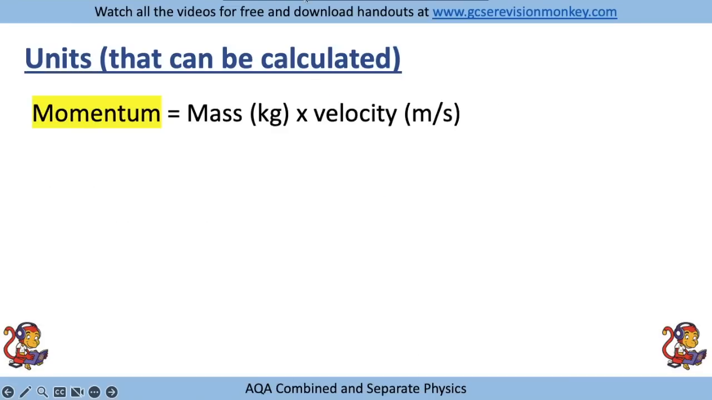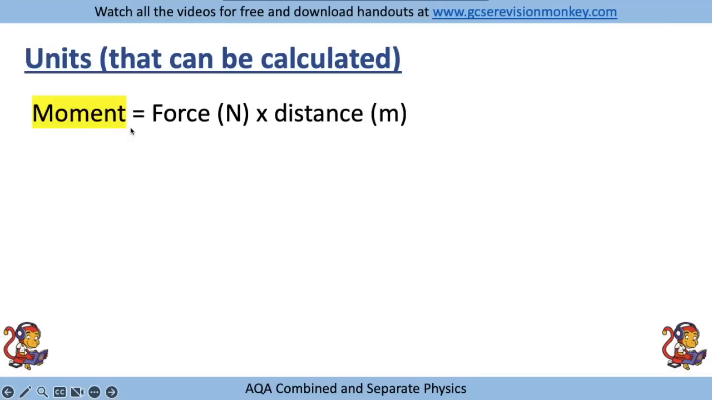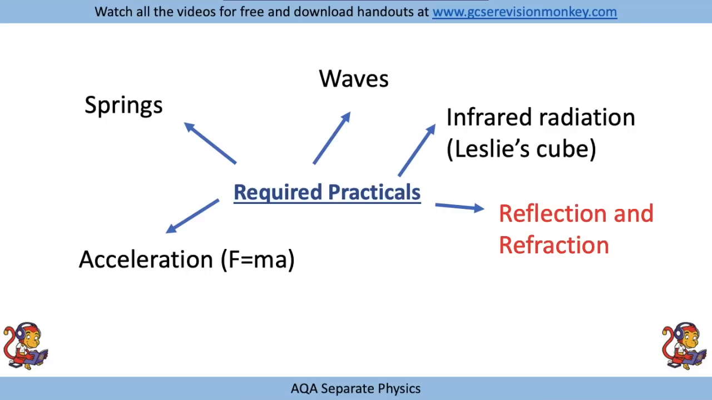The momentum unit: momentum is equal to mass in kilograms times velocity in meters per second, so you just put those 2 units together and end up with kilogram meters per second. Another one is the unit for moment, where moment equals force times distance, because you've got the unit for force and distance being multiplied together, then the unit for moment is Newton meters.